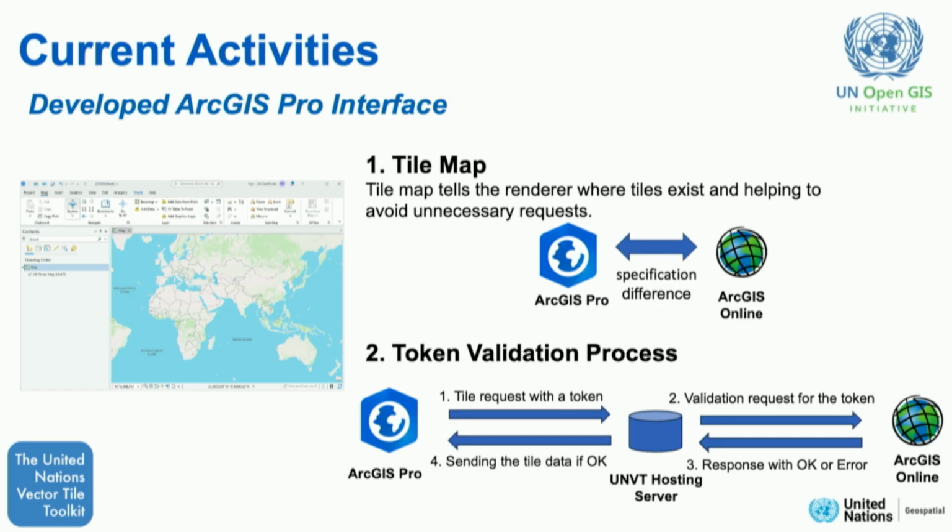The first issue was related to the tile map feature. Tile map tells the renderer where tiles exist, helping to avoid unnecessary requests. We had already developed the code for the tile map feature in ArcGIS Online, but that specification is a bit different from ArcGIS Pro. So we needed to adjust some settings and finally resolved it.